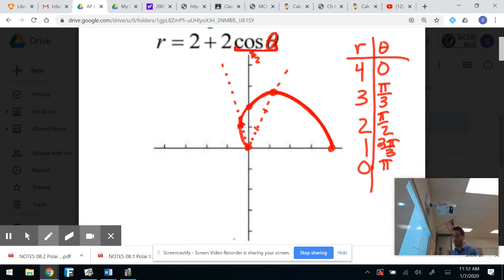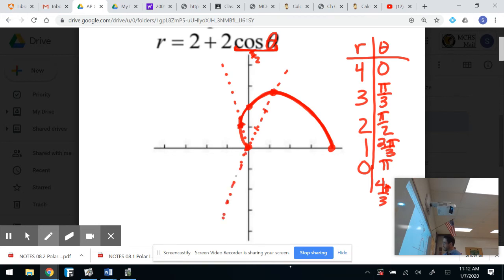Check it out in your calculators. We're actually going to do that in a little bit. All right, let's keep on going. What comes after pi? Well, I should do these thirds here if I really want to know what's going on. So the next would be 4 pi over 3. Well, 4 pi over 3, why am I picking that again? That'd be 240 degrees. That'd be this guy down here.